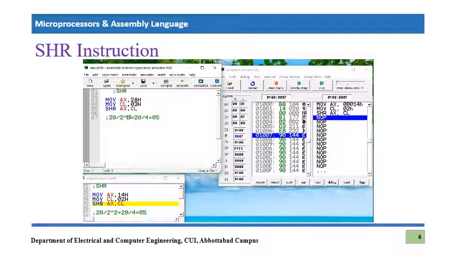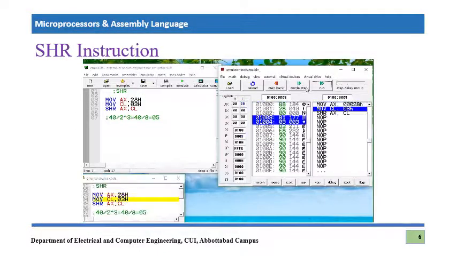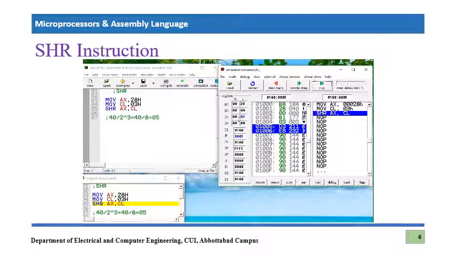So 40 divided by 2 power 3, which is 40 divided by 8, and 40 divided by 8 should be what? 05. So let's check this value here. 28, which is equal to 40 in decimal, 03, which is the count value, so 2 power 3 should become 8, and 05 is our result.